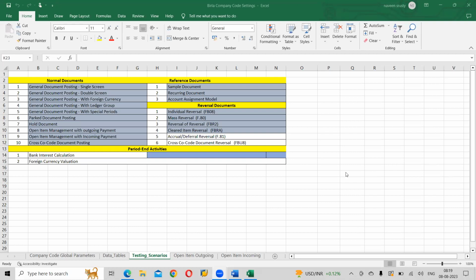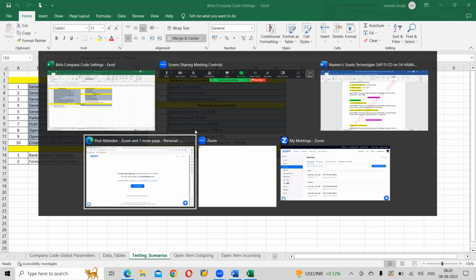Okay, any questions before we proceed? So we were discussing reversal documents, right? We discussed individual reversal, mass reversal, reversal of reversal, and cleared item reversals. Any questions on this? So we have completed this. We marked it in our Excel sheet.